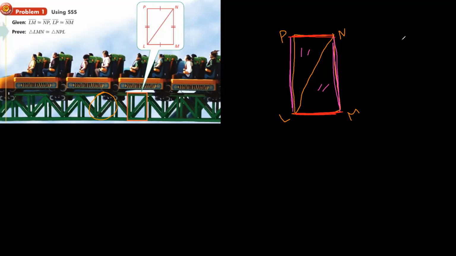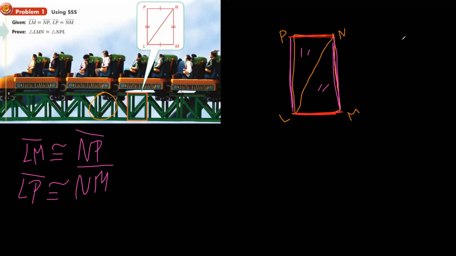By the given. By the angle. Right now, there are no angles here. I'm talking about sides. By the given. Oh, okay. So I will say by the side, line segment LM is congruent to NP, and also the line segment LP is congruent to NM. This is the first step. They are given. And what also?